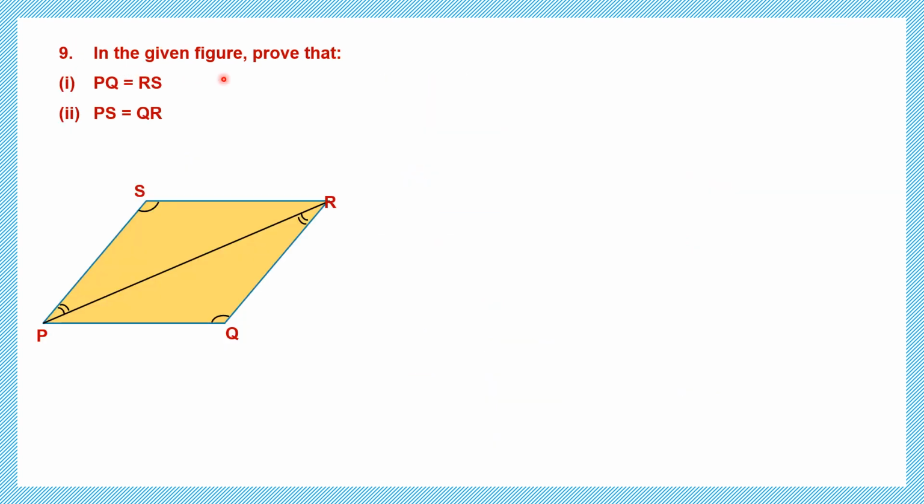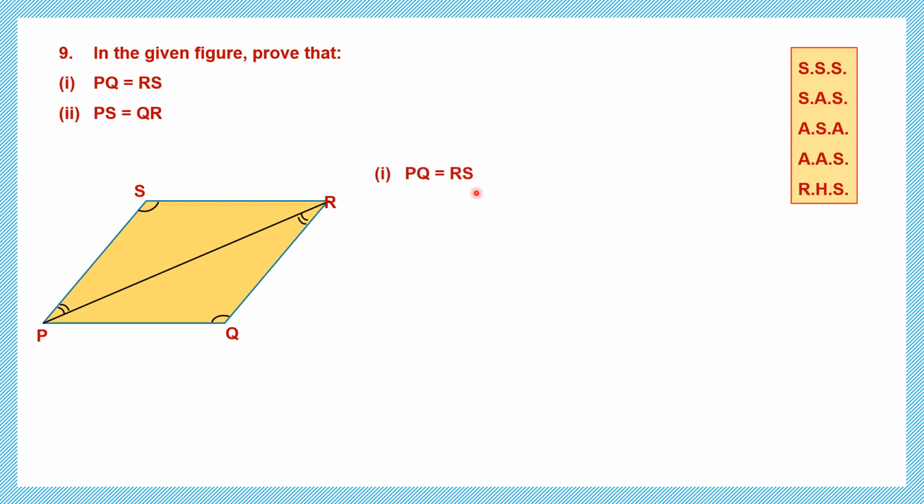Question 9. In the given figure, prove that two sides are equal. What are the two sides? PQ and RS. We have to show that they are equal, and PS and QR are equal. Now we can show that these sides are equal only if we can prove that these two triangles are congruent. So to prove that these two are congruent, let's use one of these conditions or axioms. So let's begin with the first one. PQ is equal to RS. We have to prove that these two sides are equal.